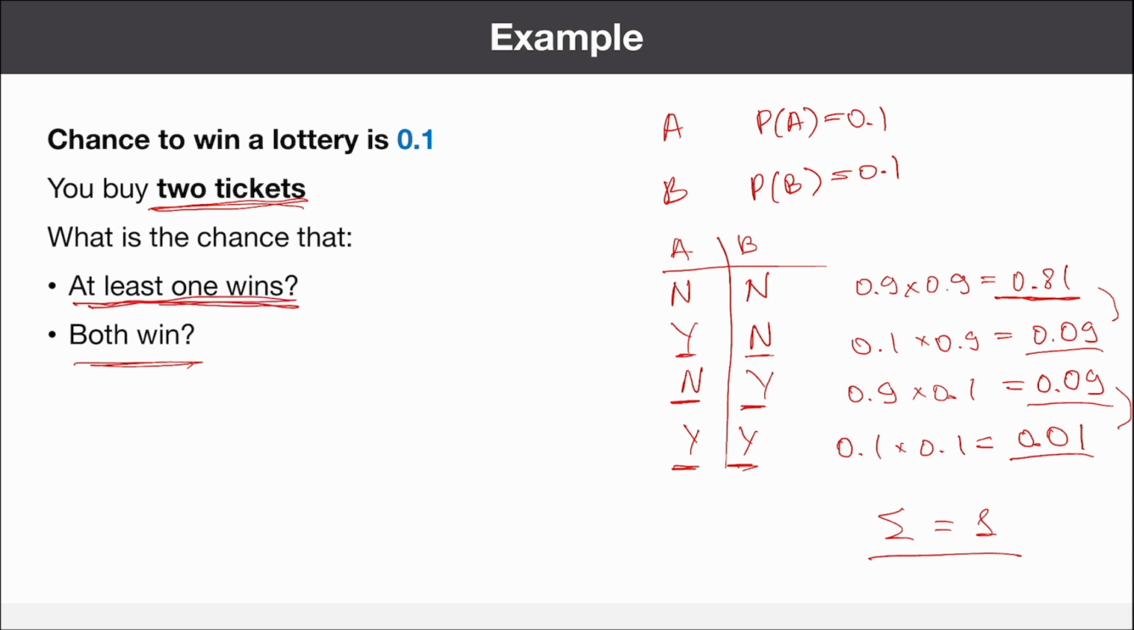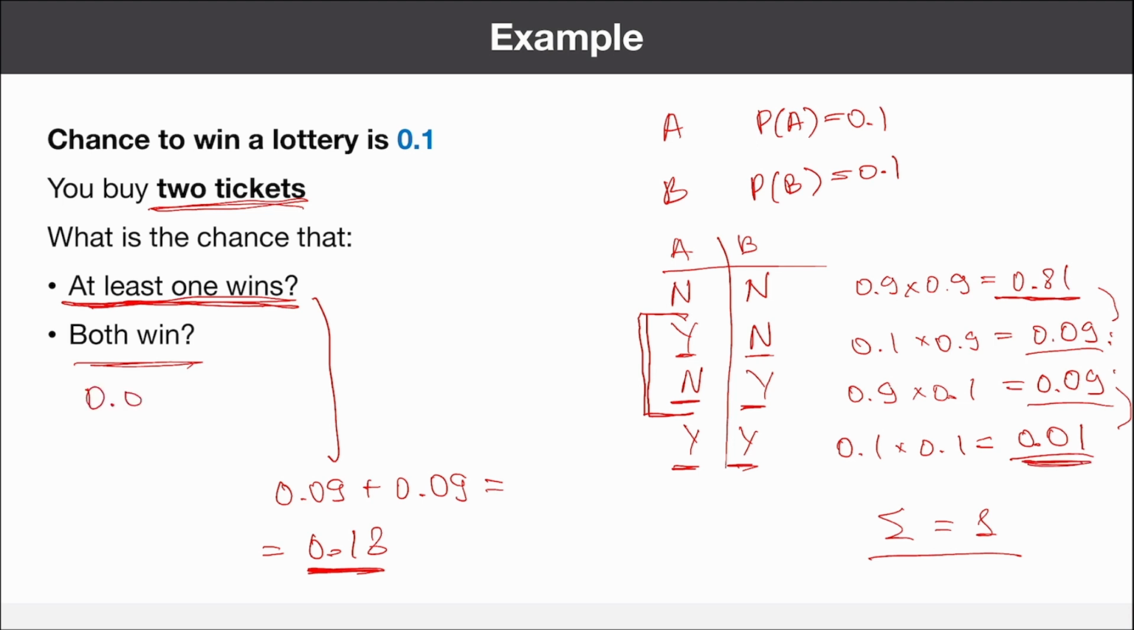Now, let's try to answer the question. What's the chance that at least one wins? Well, these 2 events correspond to at least one wins. So you need to sum up these 2 probabilities. The chance that at least one wins is 0.09 plus 0.09, which gives you 0.18. And then the chance that both win is this one, 0.01. So this is the chance that at least one wins, this is the chance that both win, and this is the chance that none of them will win. And you can see that these 3 chances also sum up to 1.